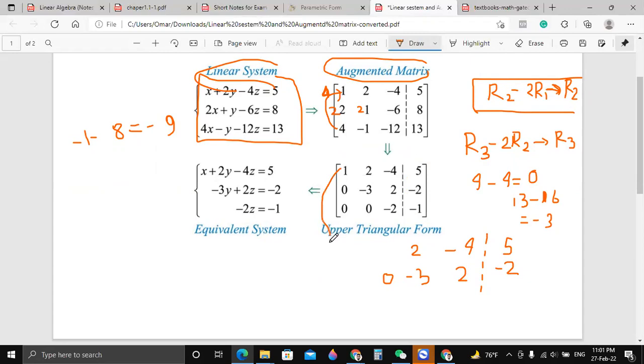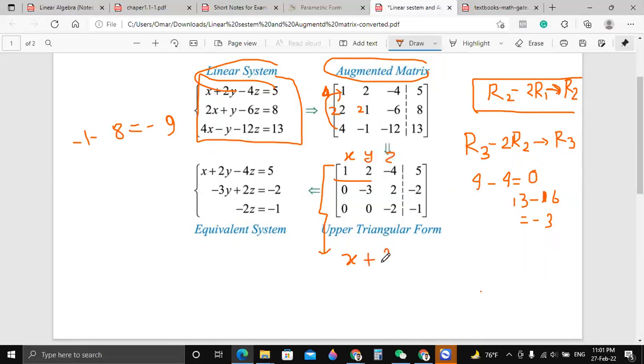Firstly, let's think about row 1. So we can write down this whole matrix this way. Like this row 1 here, we have 1. That means this is x. So this is x, this is y, this is z. So x plus 2y minus 4z, okay, is equal to 5.